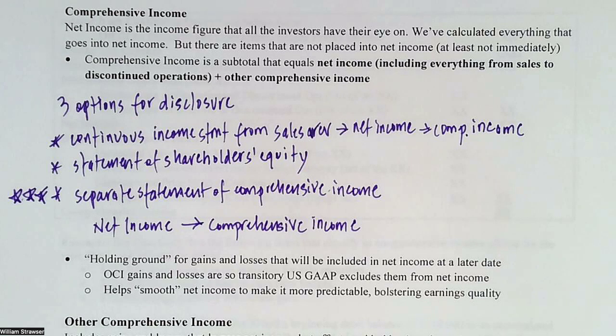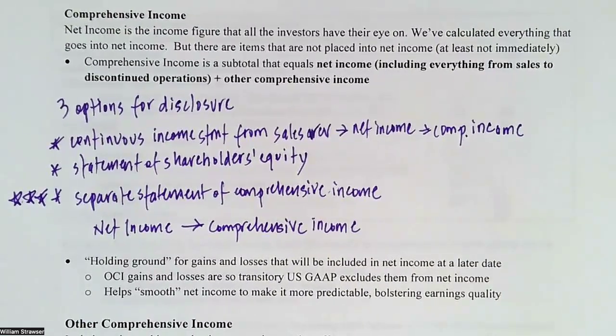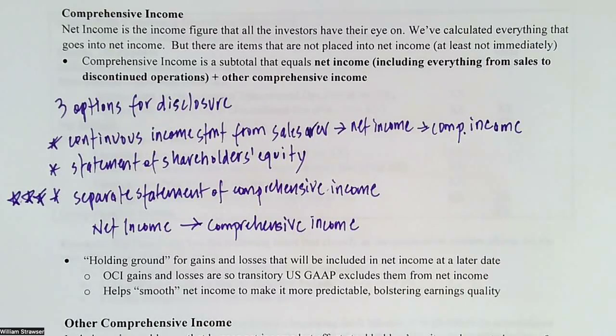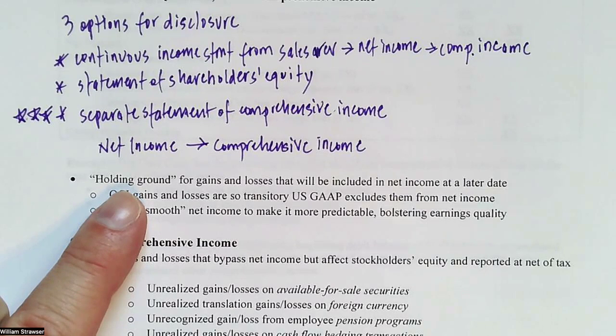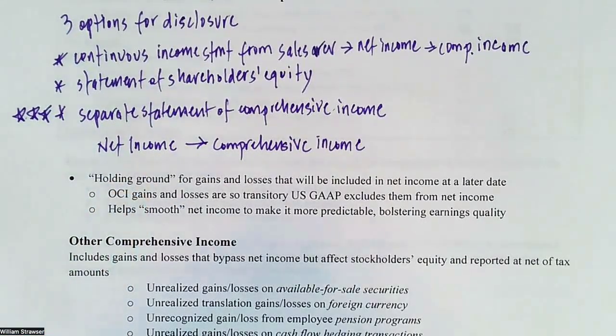Now, comprehensive income is not without its benefits in terms of being able to predict some income movements in the future, but largely it is more a place for us to put items, gains and losses that are not currently being recognized in net income, but will likely be recognized in net income in the future. So in that way, it's kind of a holding ground for those gains and losses that we're just putting down here for now because sooner or later they're going to have to get rolled into net income.